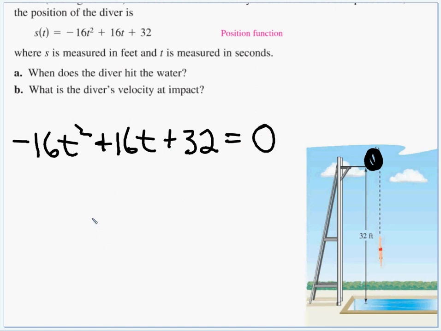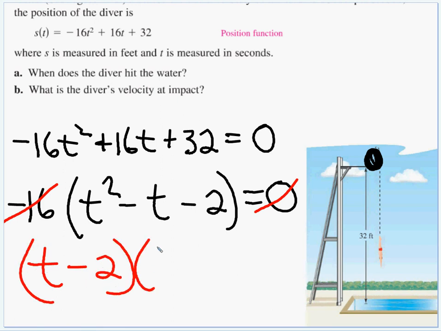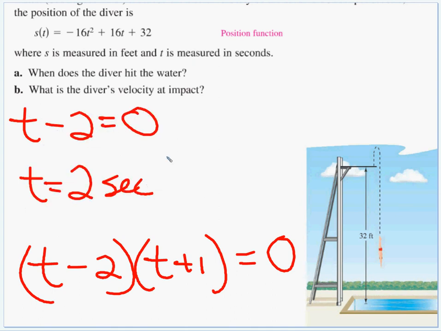The first thing I would do to get this under control is factor out a negative 16. So that would be t squared minus 1t minus 2 equal to 0. I would divide by negative 16, so that's out of the way. And then you factor: t minus 2, t plus 1 equal to 0. If we have factors multiplied set equal to 0, that means we can set the first factor, t minus 2, equal to 0, and get t as 2 seconds. Or we can set t plus 1 equal to 0 and get t equals negative 1 seconds.